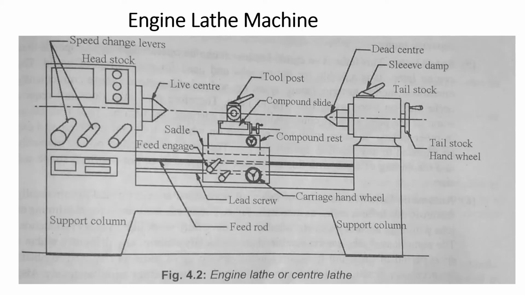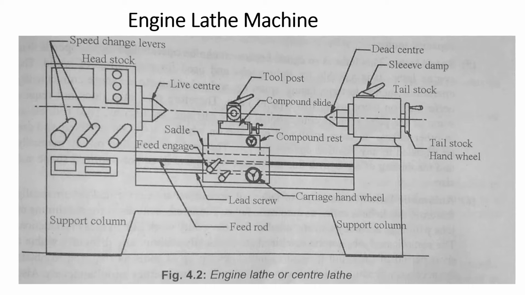Engine lathe machine. This is the diagram of the engine lathe. This is also called a center lathe. Why are we calling it a center lathe? Because we have two centers, live center and dead center. That's why it is called a center lathe, and also an engine lathe. In olden days, the machine was driven by a steam engine, so that's why the name is engine lathe.